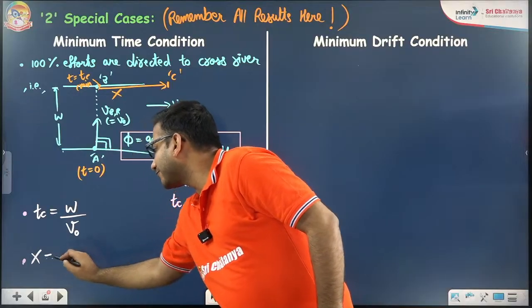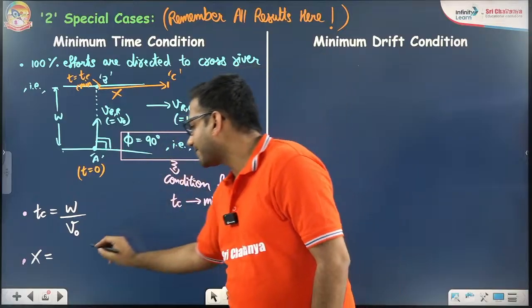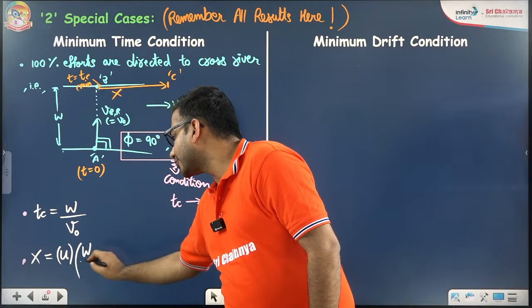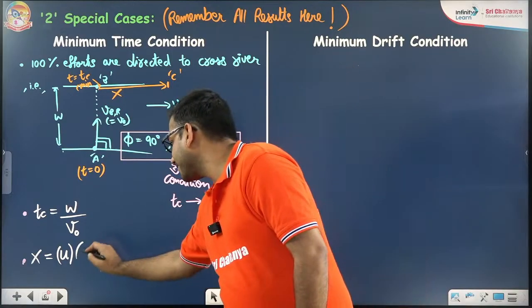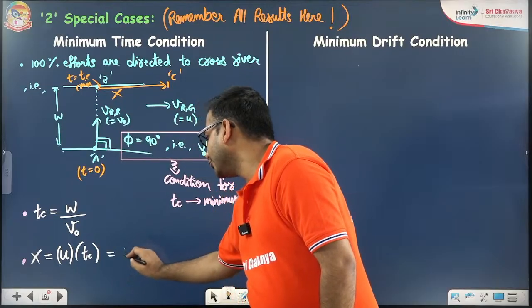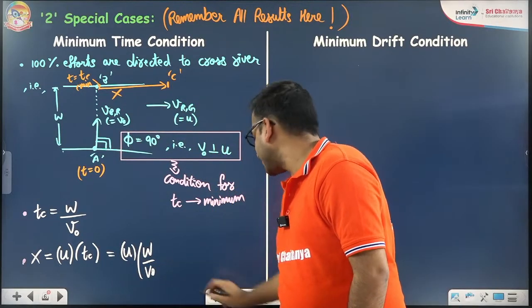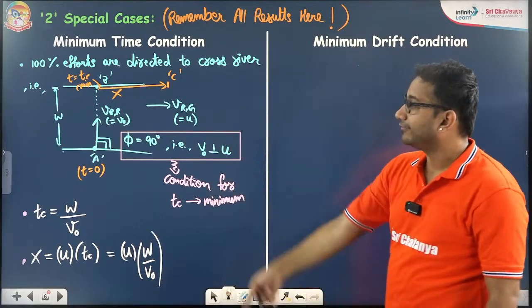So I will say effective speed in the direction of flow into the time of crossing. Effective speed in the direction of flow is U, and the time of crossing is W by V naught, into Tc. So that will be U into W by V naught. I hope my entire explanation is clear to you, but still I would suggest you remember everything.